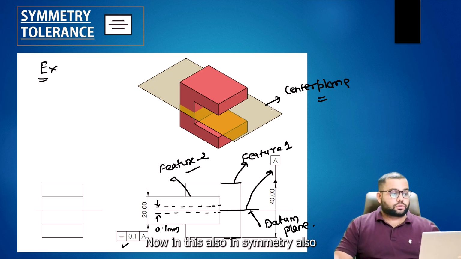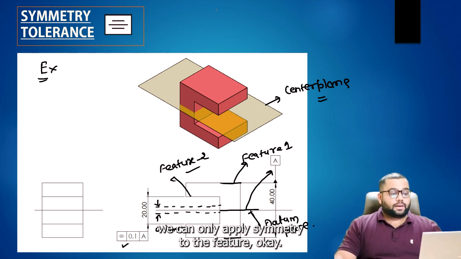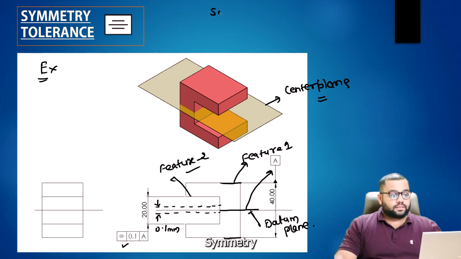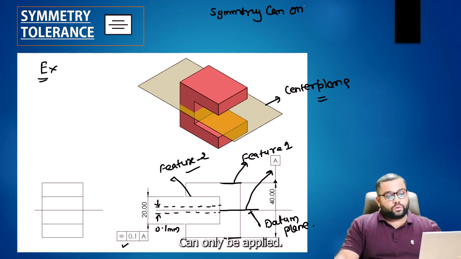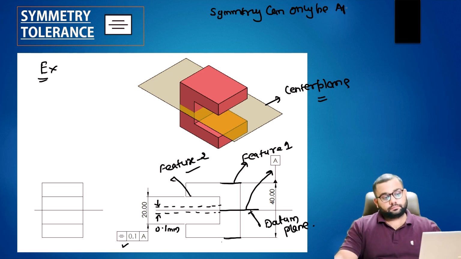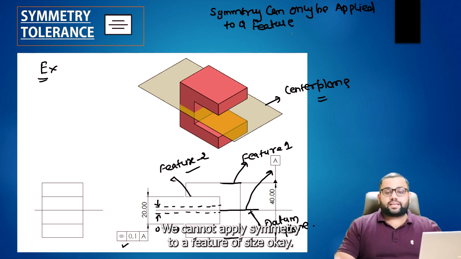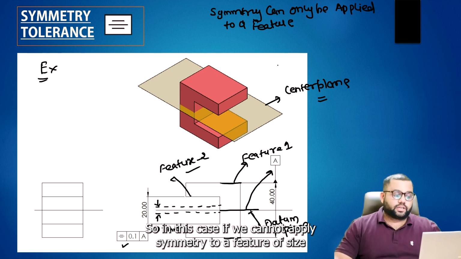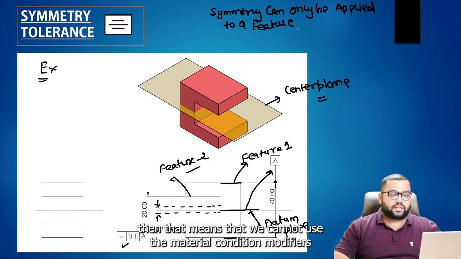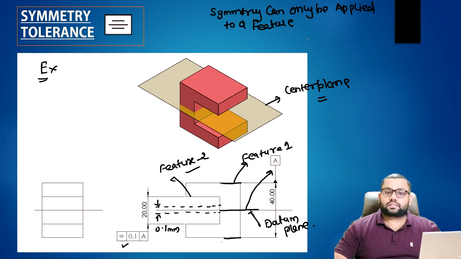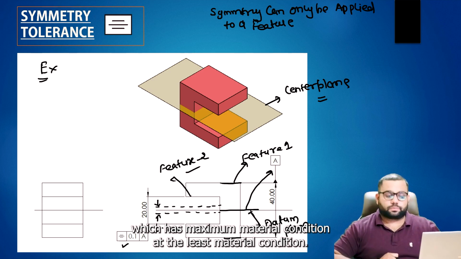Now, in symmetry also, we can only apply symmetry to a feature. Symmetry can only be applied to a feature. We cannot apply symmetry to a feature of size. If we cannot apply symmetry to a feature of size, then that means we cannot use the material condition modifiers, which are maximum material condition and least material condition.